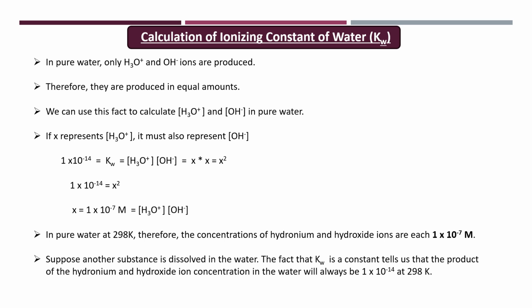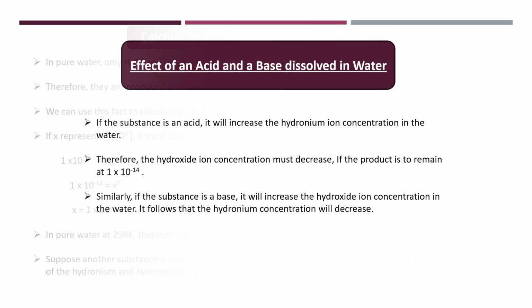Suppose another substance is dissolved in the water. The fact that Kw is a constant tells us that the product of the hydronium and hydroxide ion concentrations in the water will always be 1 × 10^−14 at 298 K. If the substance is an acid, it will increase the hydronium ion concentration in the water. Therefore, the hydroxide ion concentration must decrease if the product is to remain at 1 × 10^−14. Similarly, if the substance is a base, it will increase the hydroxide ion concentration in the water. It follows that the hydronium concentration will decrease.